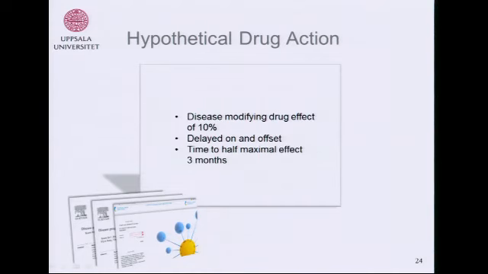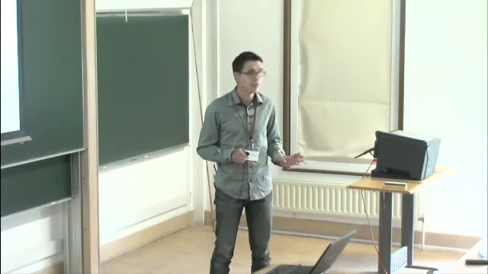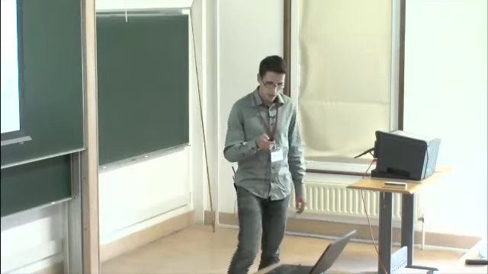Then, of course, we also need a drug effect if we want to plan those clinical trials. We hypothesized one drug effect which changes the progression rate by 10%, which has a delayed onset and offset, so it takes some time for the effect to begin and to stop. The time to half maximum effect was 3 months. That's really hypothetical, and it can be easily changed if there are different expectations.